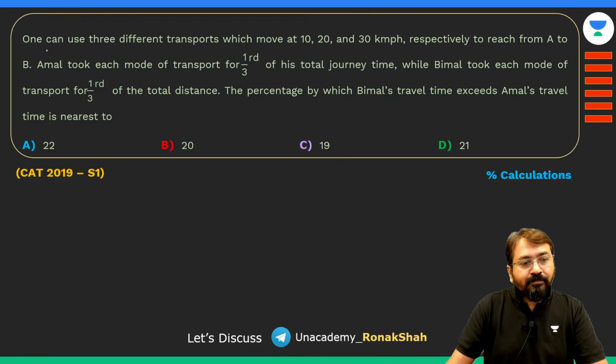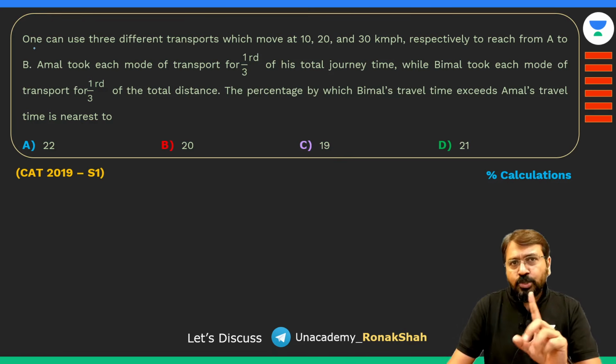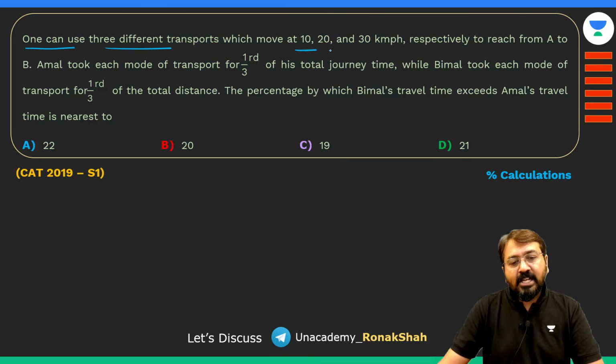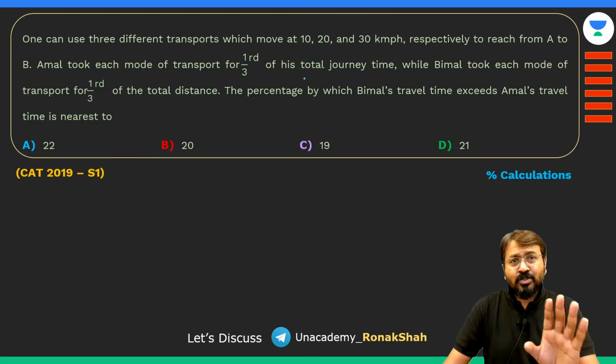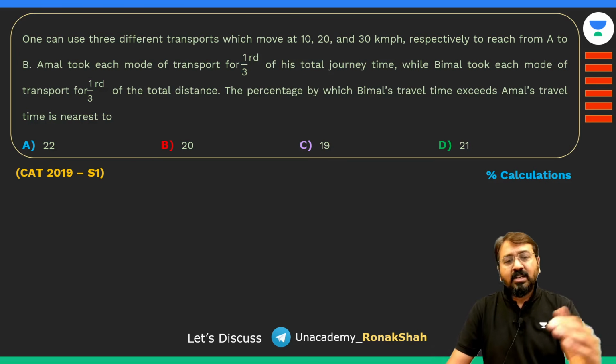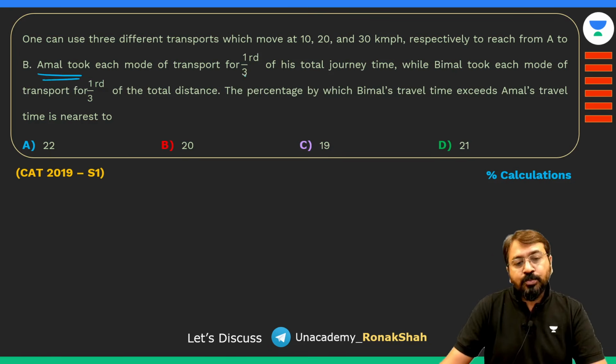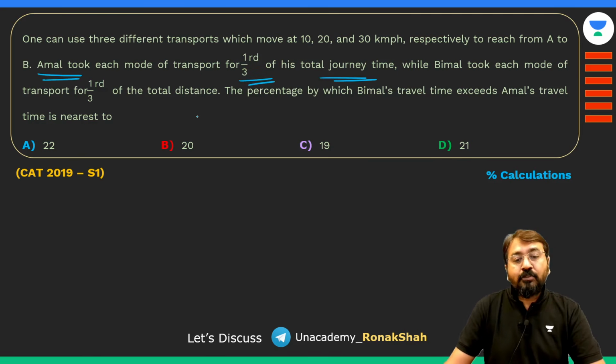Fine, sure. So let's look at this question, and I'll show you a shortcut for it. One can use three different transports which move at 10, 20 and 30 km per hour respectively to reach from A to B. This is not actually a time speed distance question. It's a percentage question, but requires a bit of time speed distance concept. Amal took each mode of transport for 1/3 of the total time of his journey.